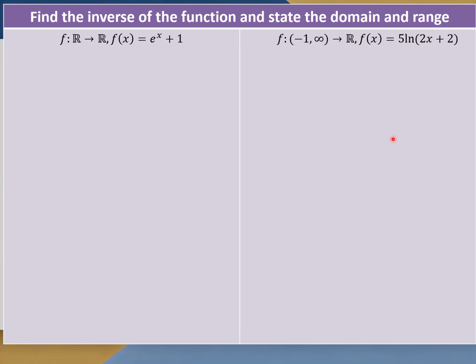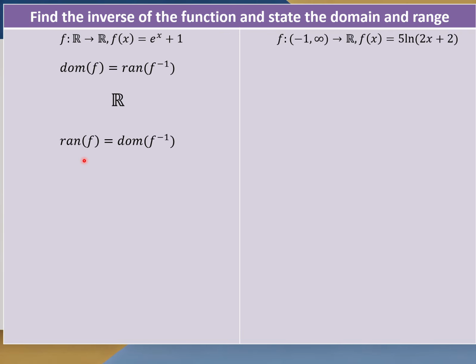So the first thing we need to be thinking about is when we are finding the inverse of the function and stating the domain and range. The first thing we need to be thinking about is if we are switching our y and x values, then the domain is going to turn into our range for our inverse. So in function notation, the domain of our function is all real numbers, which means that is going to be our range of our inverse.